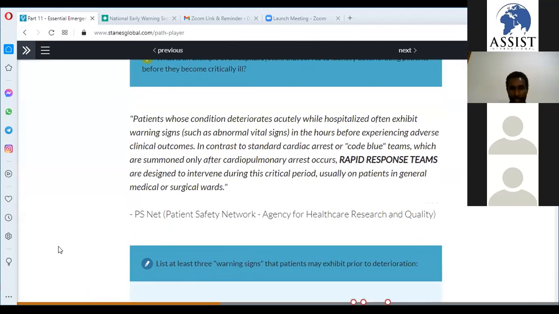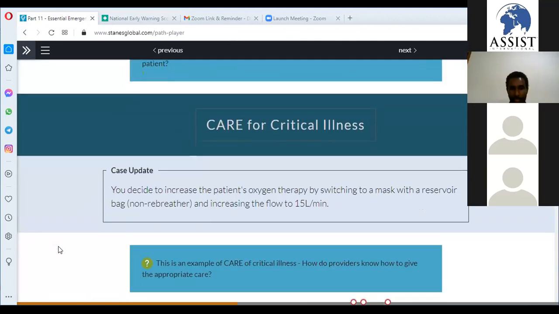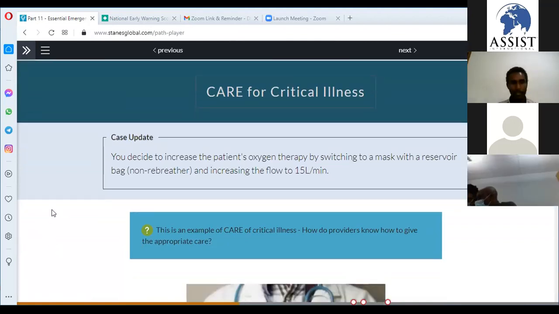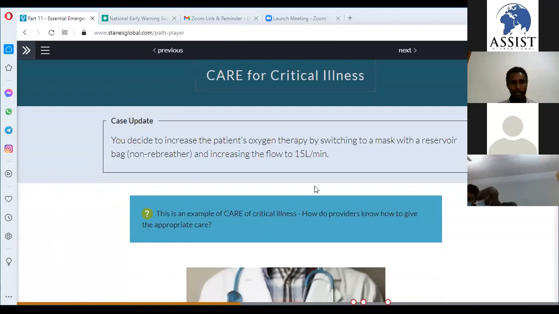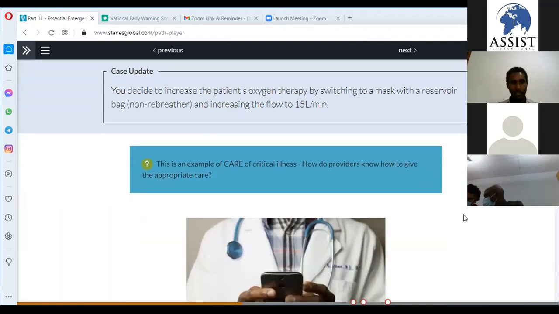So we can employ this scoring system so that we can easily identify our patients. So you decided to increase the patient's oxygen because the patient's saturation is still 86 despite your oxygen therapy. So you decided to increase the oxygen to 50 liters per minute. This is an example of care of critical illness. You identify the problem, then immediately you identify this critical illness. So you need to intervene in a timely manner to improve the patient's outcome.